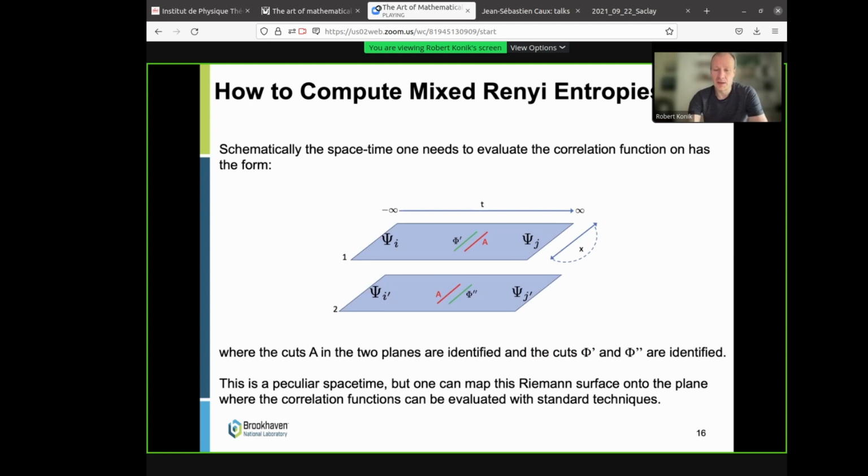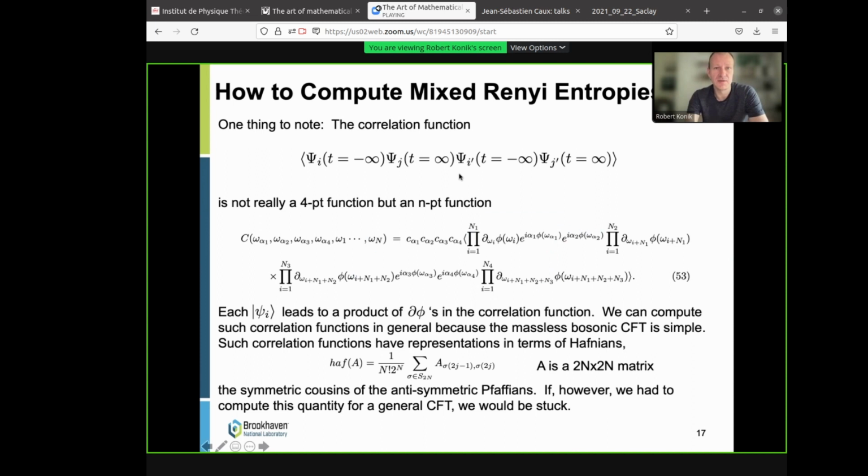Now, one thing to note in computing these kinds of quantities is that really we're not computing a four-point function, but for our bosonic field theory, we're computing an n-point function, because each of these psi's in terms of an operator state correspondence is created by some set of applications of the current operator, so derivatives of the boson, and then some vertex operator. So really it's this equation, and it's a correlation function in the middle of the page. That's the object that we want to compute.